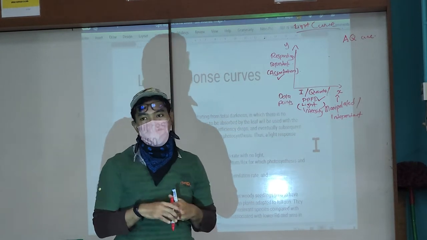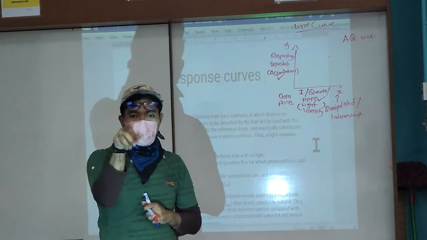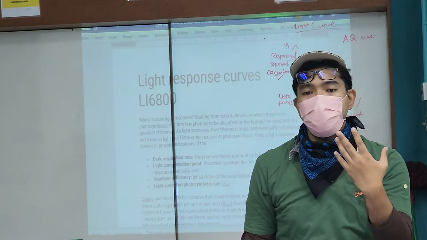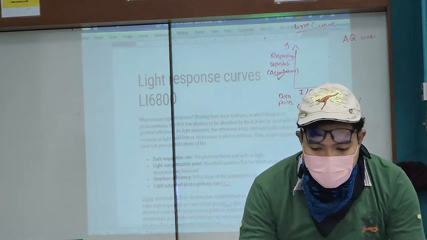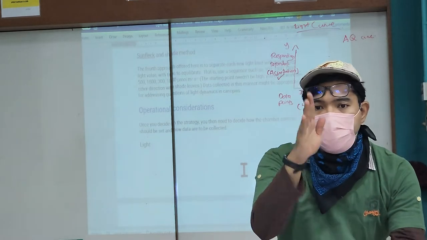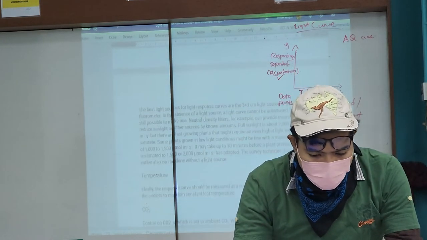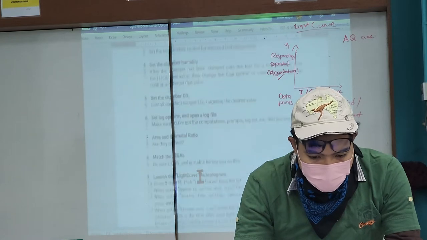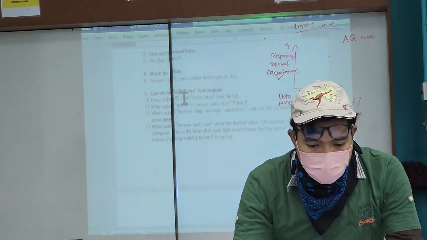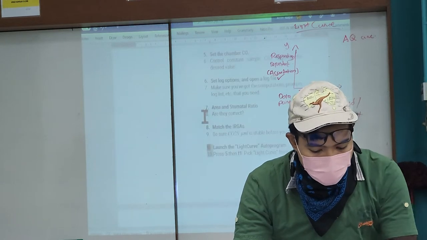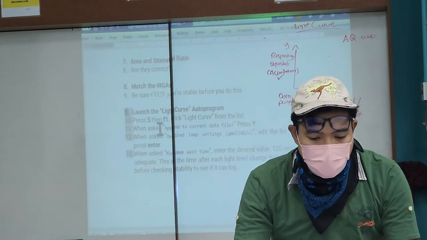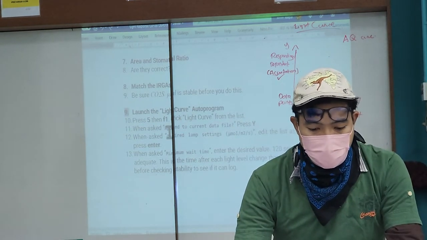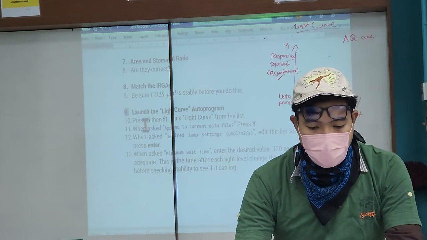This will determine what kind of program that you want to use in the LICOR. So for both 6400 and 6800, there is something that we call autoproc. I think for 6800, that will be the tab on the top right. For 6400, I need to recall for a bit because it's been a while. It's this step here. Press 5, then F1. Not to worry, you'll have a go at the actual machine.